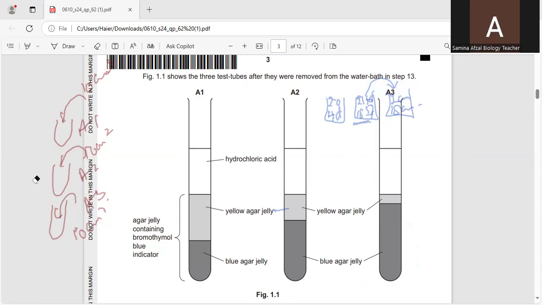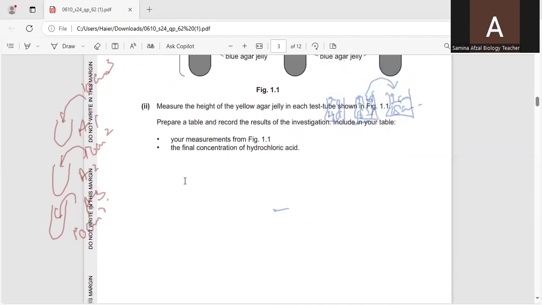In test tube A1, the height is greater in comparison to A2, and in A2, the height is greater in comparison to A3. Because in A1, the hydrochloric acid concentration was high, and in A2, the concentration was low, and in A3 the concentration was least. So the height of the yellow agar jelly was different in these 3 test tubes. Now we are moving towards the next.